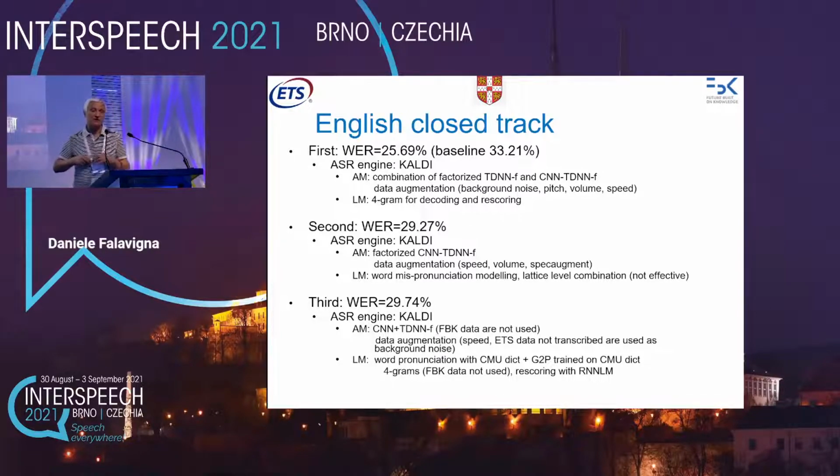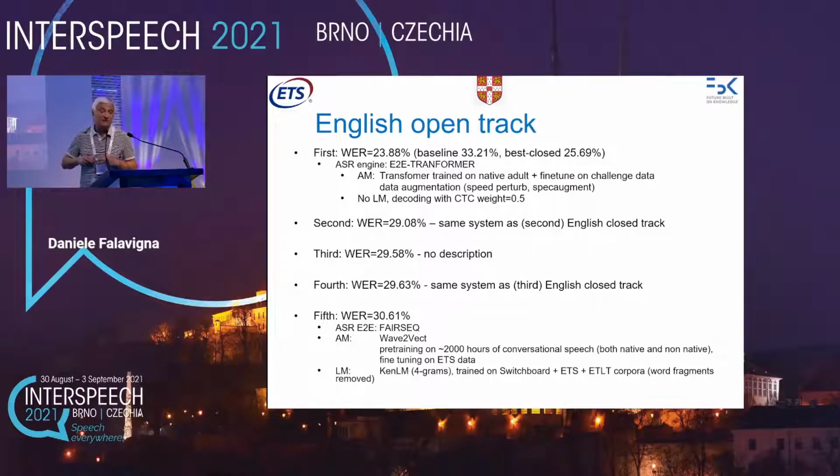Okay, English closed track. The best three systems use a hybrid architecture with data augmentation. One system makes use of mispronunciation modeling, and it is effective. An n-gram language model and a recurrent neural network language model are also used for rescoring. Open track. Okay, in this case, the best system is a transformer, an end-to-end system. It is first trained on audio speech and then fine-tuned on the data of the challenge. Also, another system makes use of a sequence-to-sequence system, an end-to-end system.